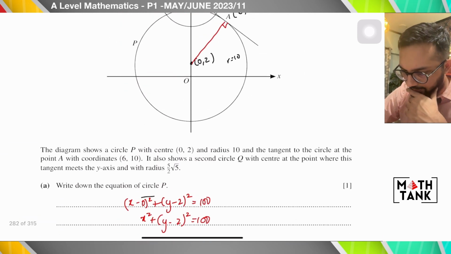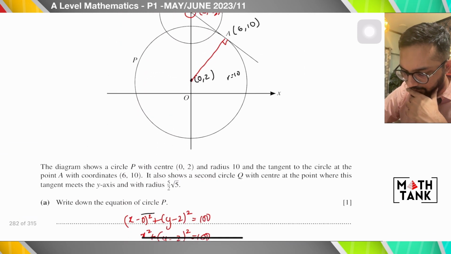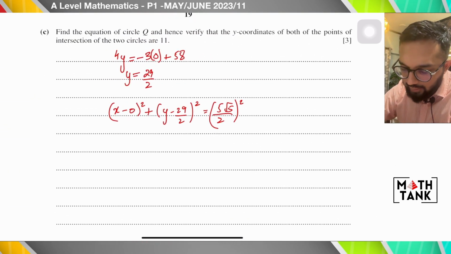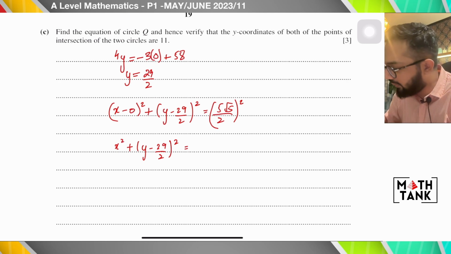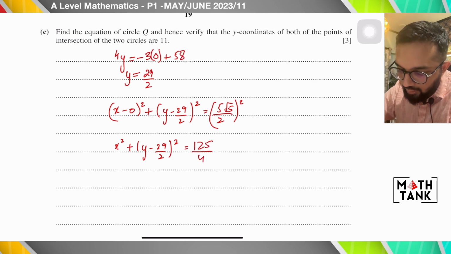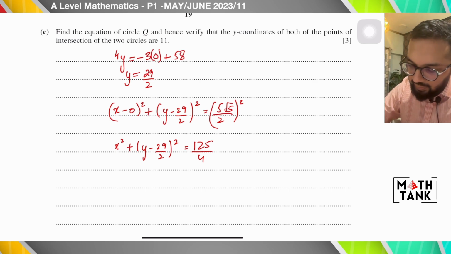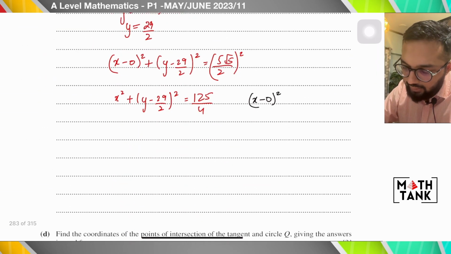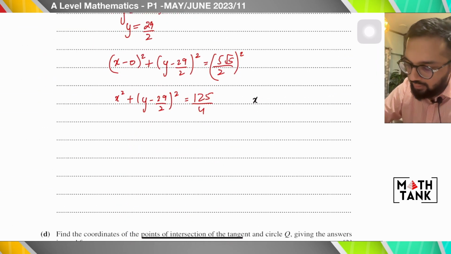Okay, 5 root 5 over 2, yeah. So I get an equation that says x square plus y minus 29 over 2 whole square equals 5 root 5 squared, which is 125 over 4. The other equation that I had for the previous circle was x square plus y minus 2 whole square equals 100.